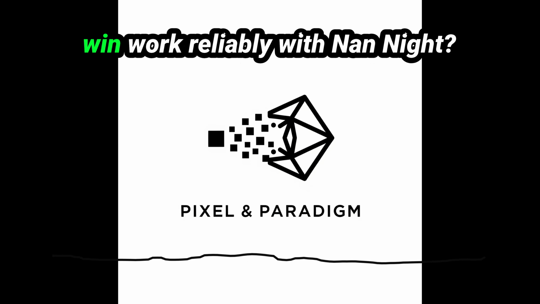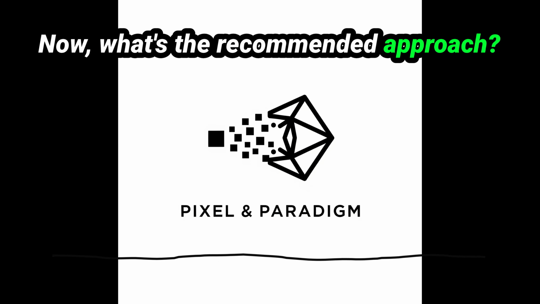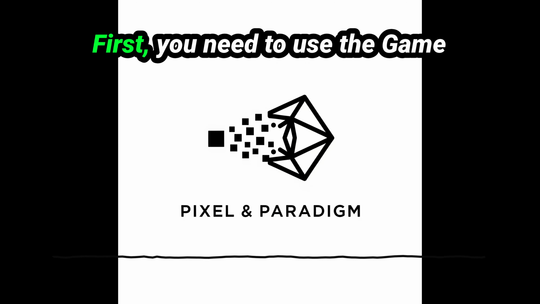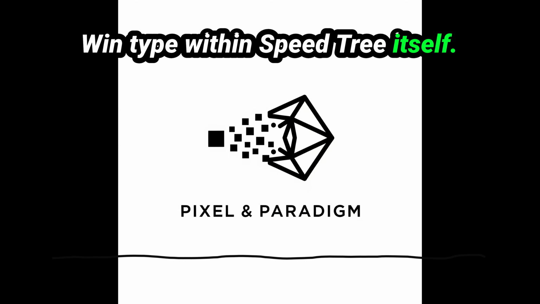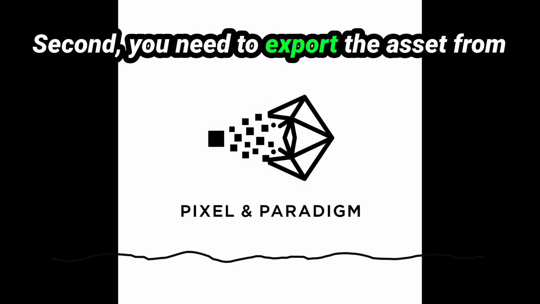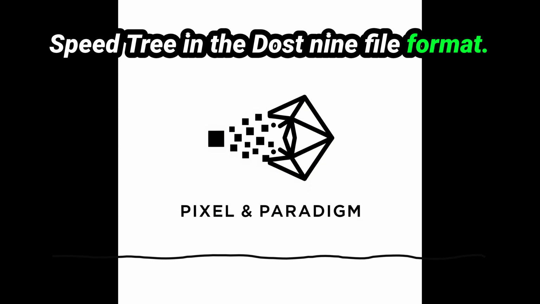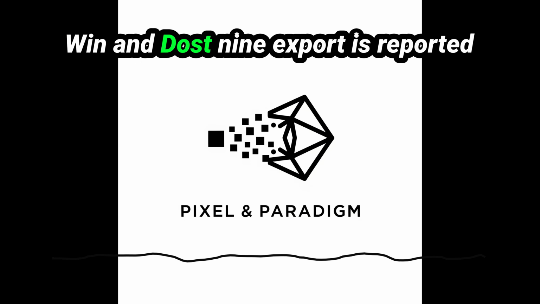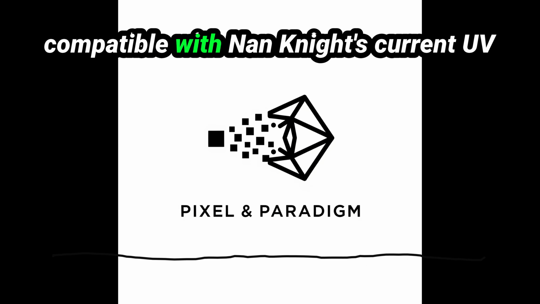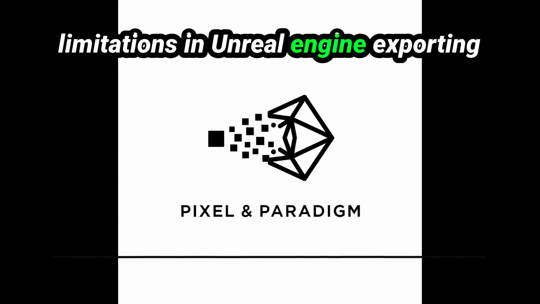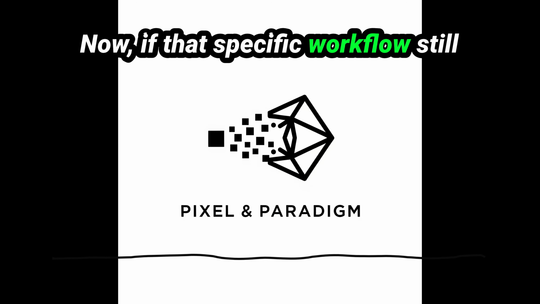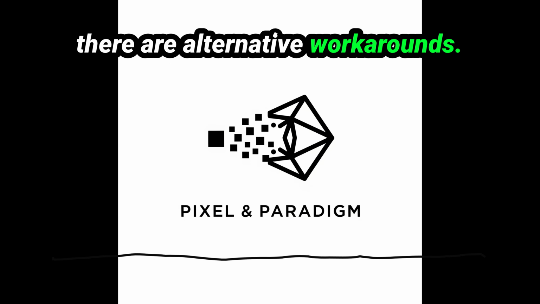Okay, so how do you make SpeedTree wind work reliably with Nanite now? What's the recommended approach? Artists have reported much better success recently with a specific combination using SpeedTree 10. First, you need to use the game wind type within SpeedTree itself. This wind system is specifically designed for real-time engines. Second, you need to export the asset from SpeedTree in the .st9 file format. This particular combination, game wind and .st9 export, is reported to better preserve the necessary wind animation data in a way that is compatible with Nanite's current UV limitations in Unreal Engine. Exporting with older legacy wind types from SpeedTree often caused the issues. Now, if that specific workflow still presents problems for some reason, there are alternative workarounds people have used.